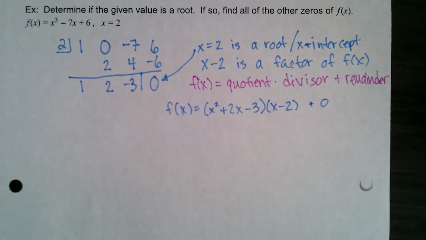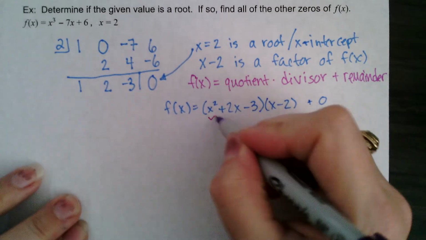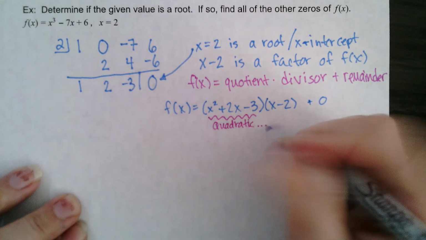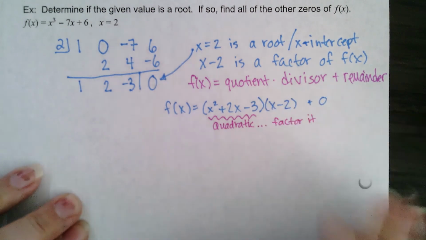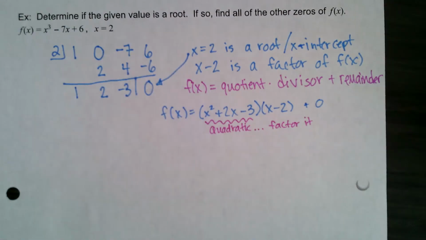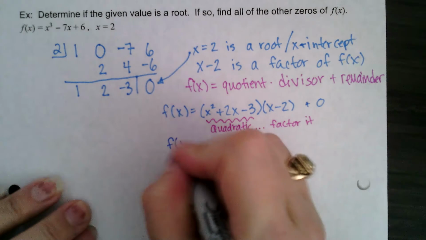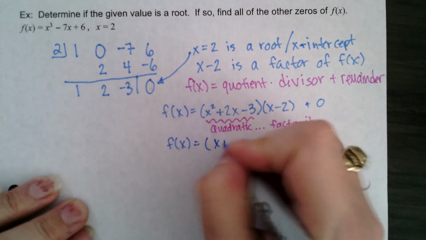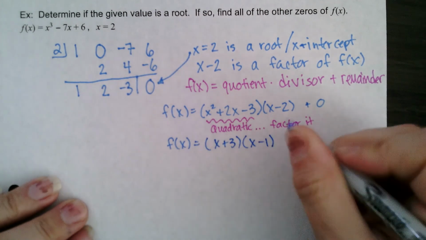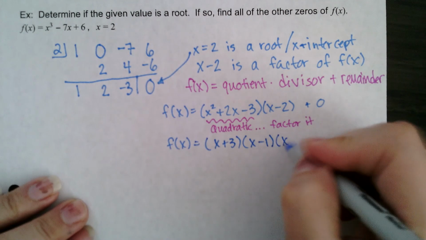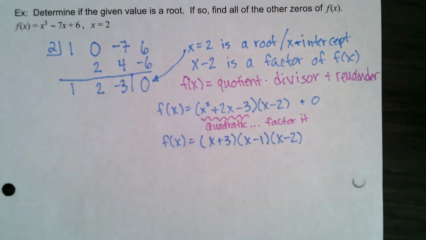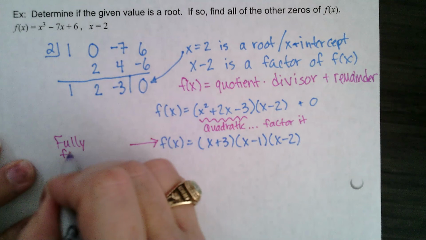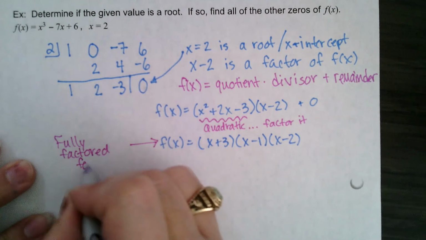And then we look at what we have left. This right here is a quadratic. So we can actually just factor it. So we'd rewrite f of x as x squared plus 2x minus 3 factors to x plus 3 times x minus 1. And then we keep the x minus 2 that we had before. And now this is in what we call fully factored form. We'll talk about that more later on in this section as well.